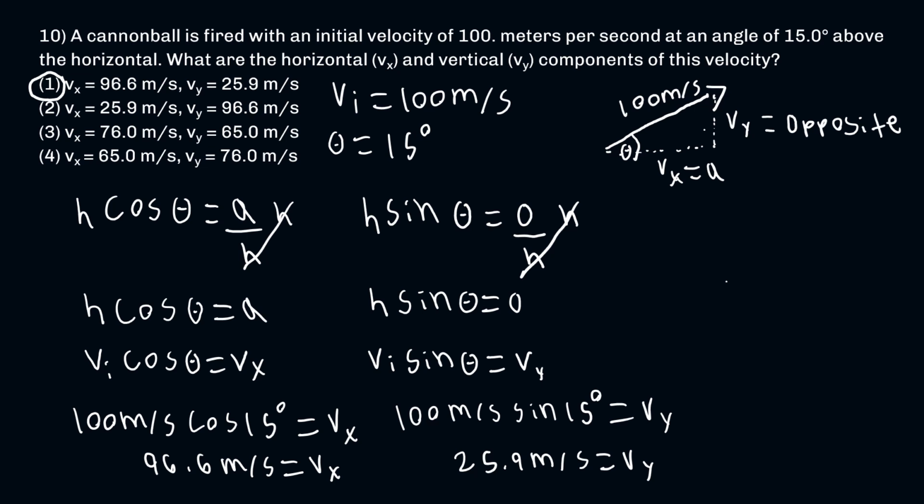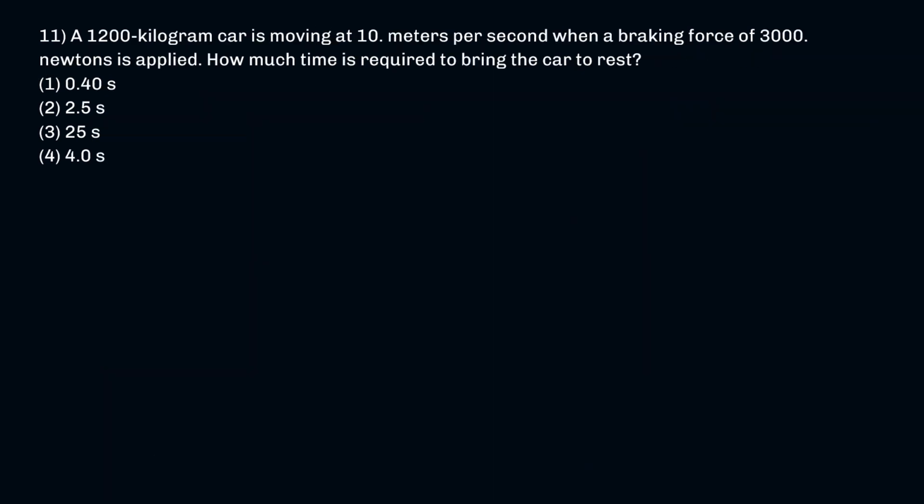So let's move into our next example. Example number 11: we have a 1200 kilogram car moving at 10 meters per second when a braking force of 3,000 newtons is then applied. How much time is required to bring the car to rest? So again, a math question. We're going to pick out what we have in the question, then go to the reference table and figure out which equation we can use.